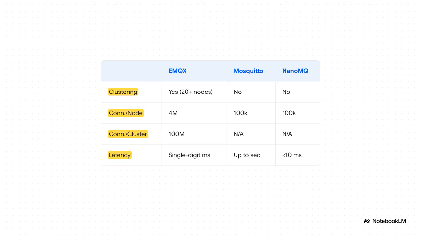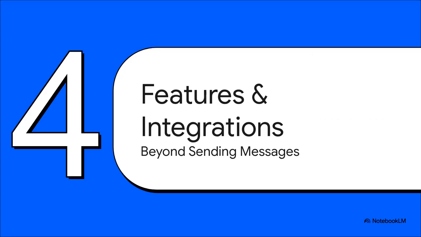In contrast, Mosquitto and NanoMQ are designed as powerful but single-instance brokers. That makes them simpler to set up for sure, but it also limits their ability to scale out for those truly enormous, mission-critical deployments.